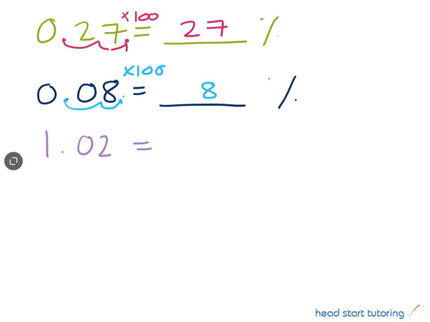1.02 is equal to what percentage? What we need to do is multiply by 100 again. So we go from our decimal point 2 places to the right. So we end up with 102%.